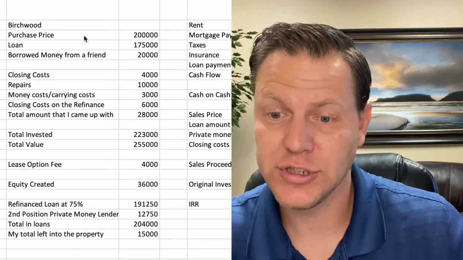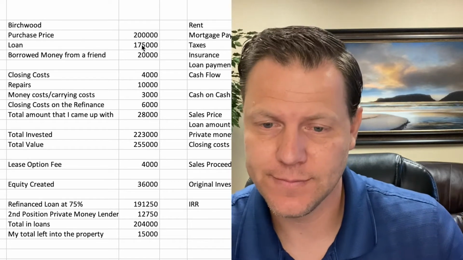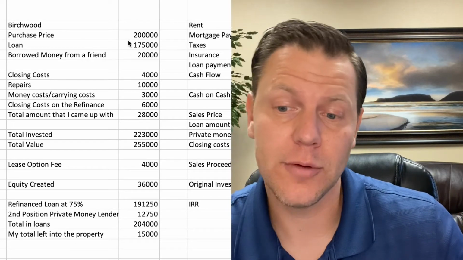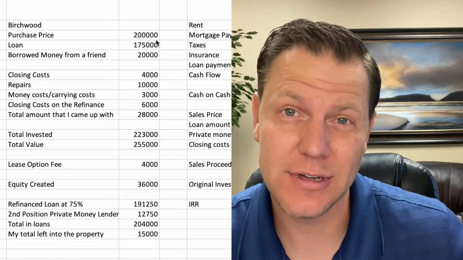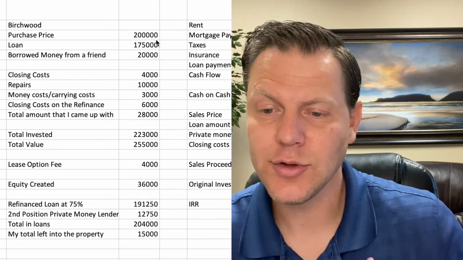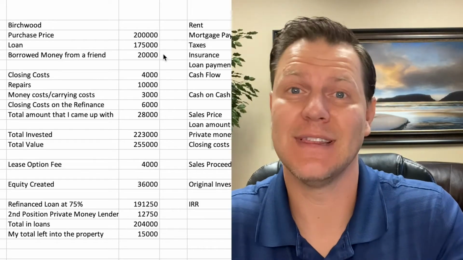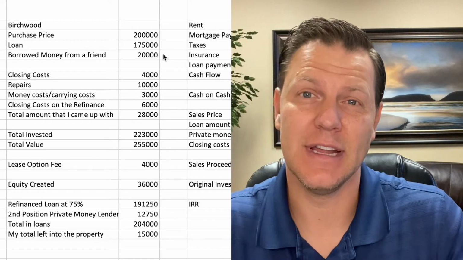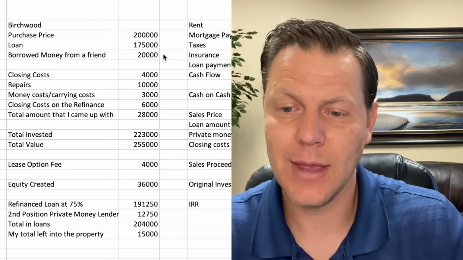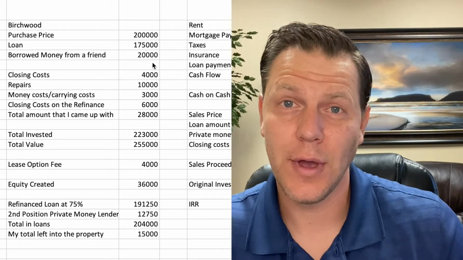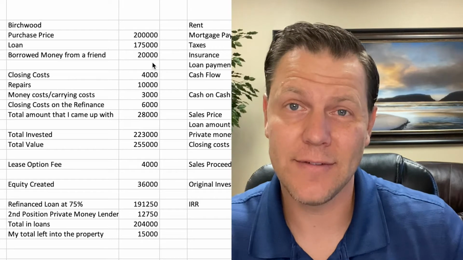Okay, the purchase price was $200,000, and we got a loan from a hard money lender for $175,000. Now, I also had a buddy of mine who wanted to invest in a property with me, or at least lend me money on a property so that he can kind of learn the process. So he came in with $20,000. So if you add that up, that's $195,000.